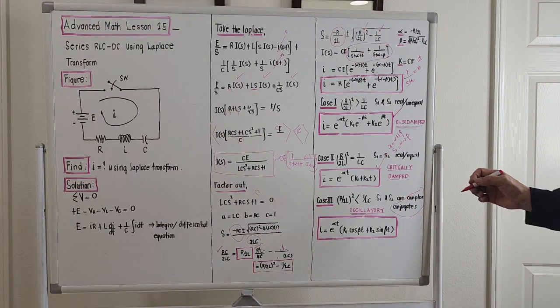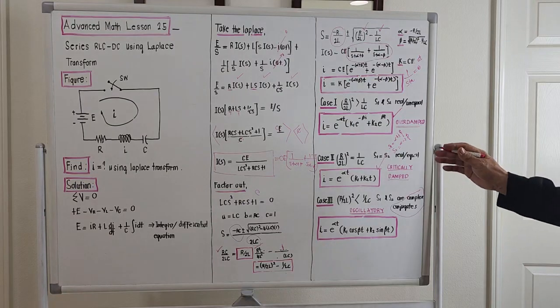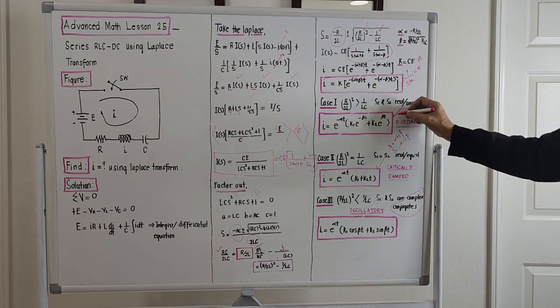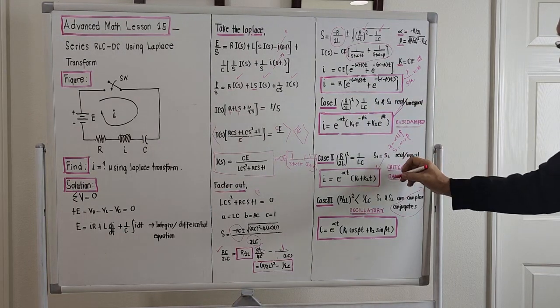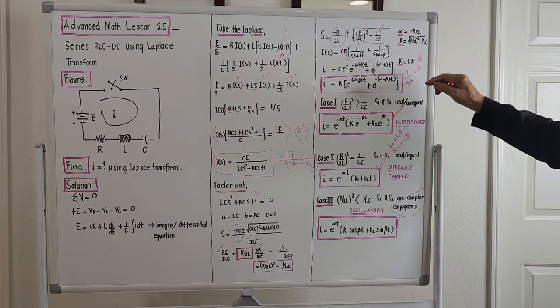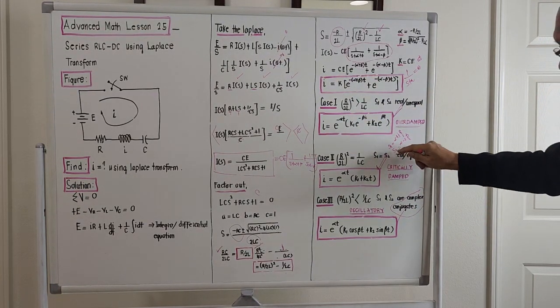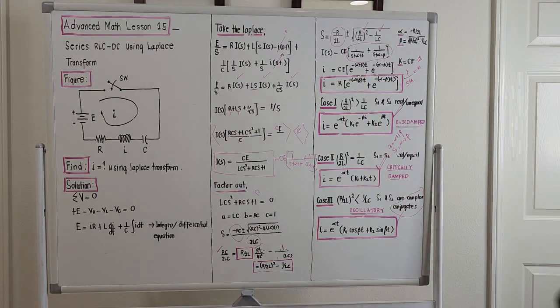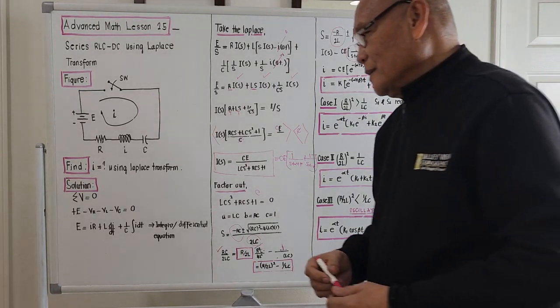So these are the three i as a function of time for RLC DC. Case number 1, this is the current. Case number 2, this is the current. And case number 3, this is the current. Overdamped, critically damped, and this is oscillatory, meaning the current is oscillating. Okay, that's it, guys.